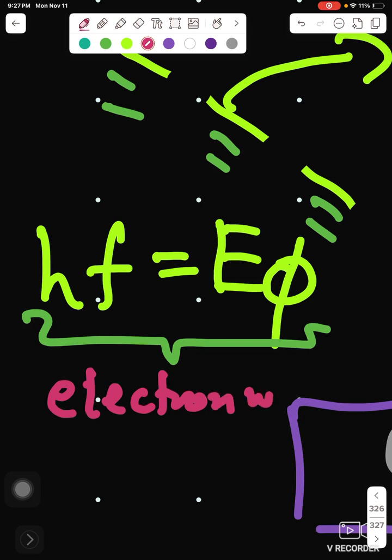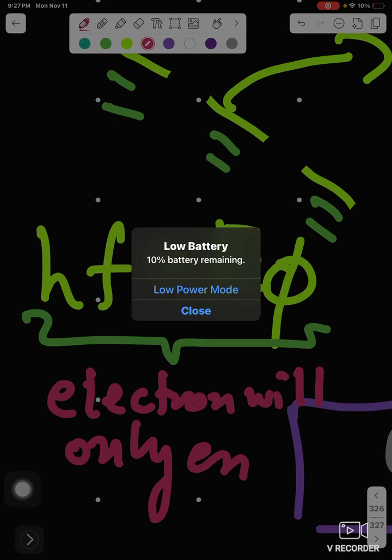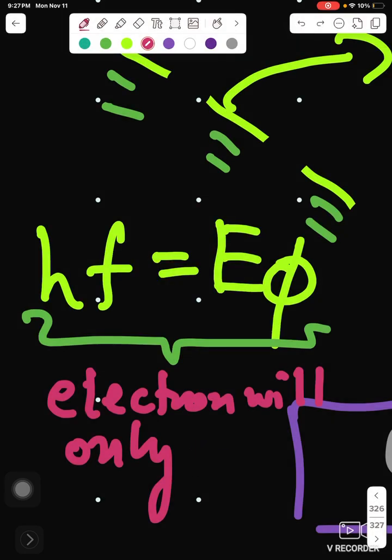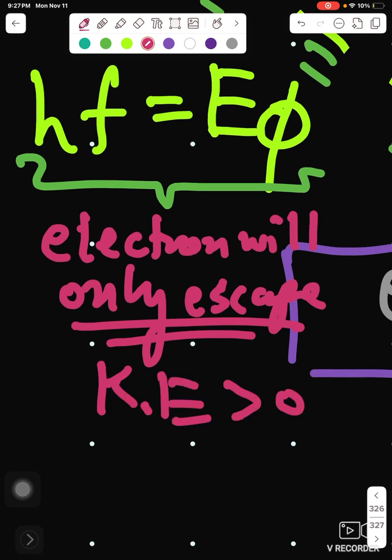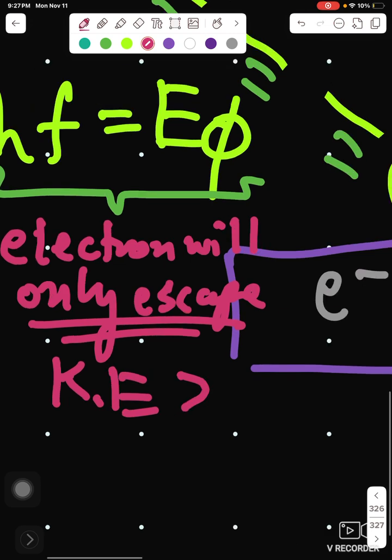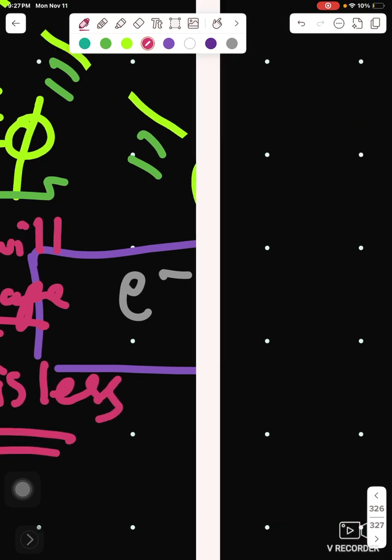The electron will only escape. So it won't have enough energy. Kinetic energy is less. Okay, I would say it's less.